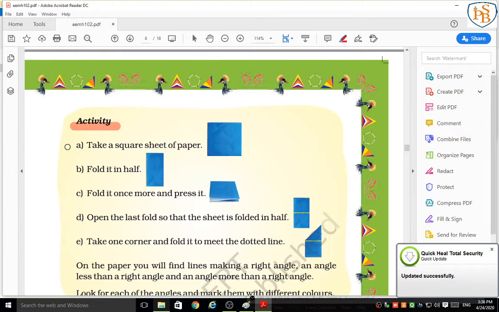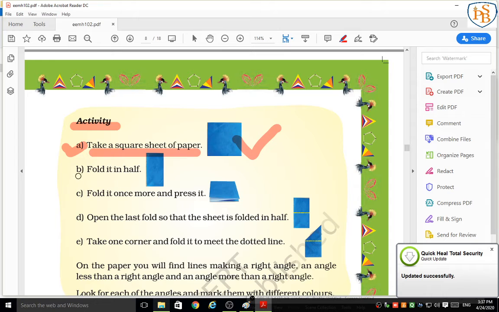I hope you all enjoy this activity, because it is so simple and you like it, I know. So the first point, first what we have to do? Yes, take a square sheet of paper like this. Take one square sheet of paper.